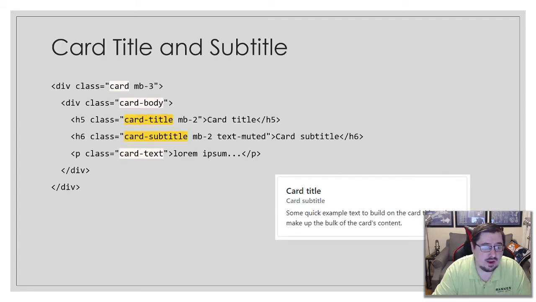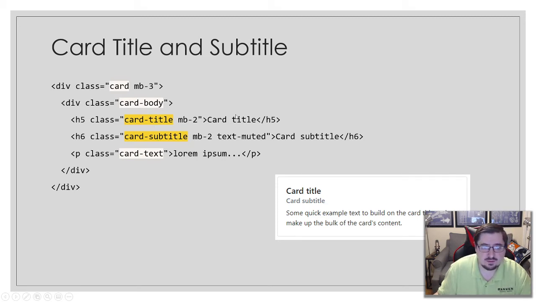I can also add titles and subtitles to my cards. So for instance, here I have a card title. You can see in the example it's card title, card subtitle. You can see that the card subtitle is slightly more faded and smaller. So we have card title is the class that's being applied here. In this case all of this is in the card body. So the card body actually contains the card title, the subtitle, and the card text.